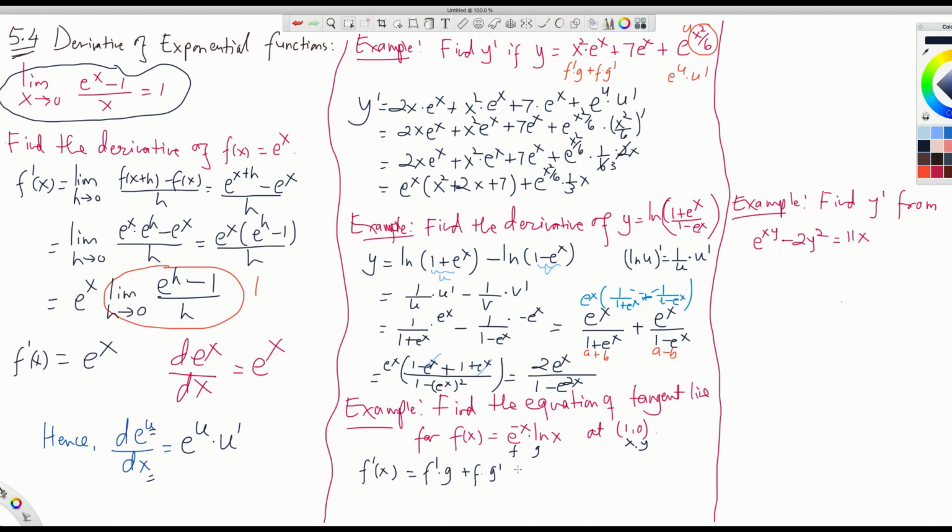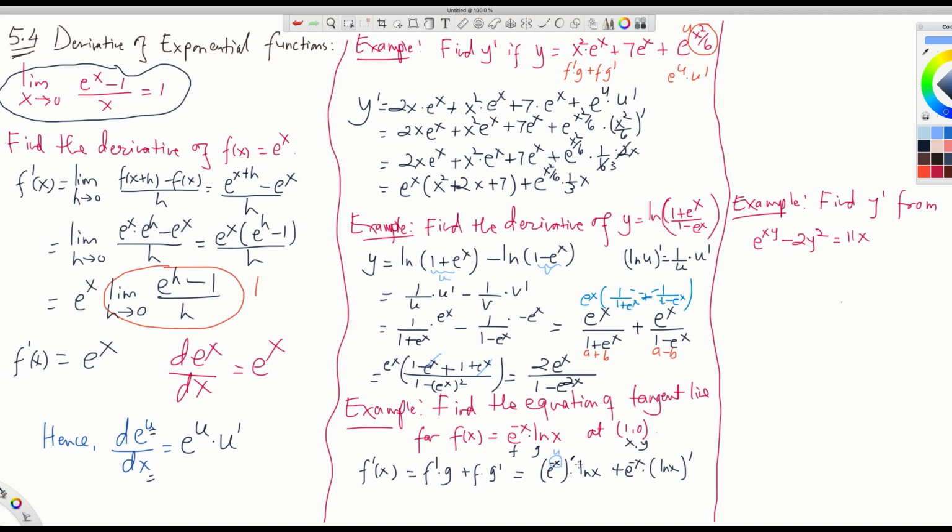Okay? So what would that be? That will be the derivative of e^(-x) times the natural log of x, and then plus e^(-x) times the derivative of natural log of x. So you tell me, what is the derivative of e^(-x)? The derivative of e^x is e^x. But the derivative of e^u is e^u times u prime. You see that? This is like a u.